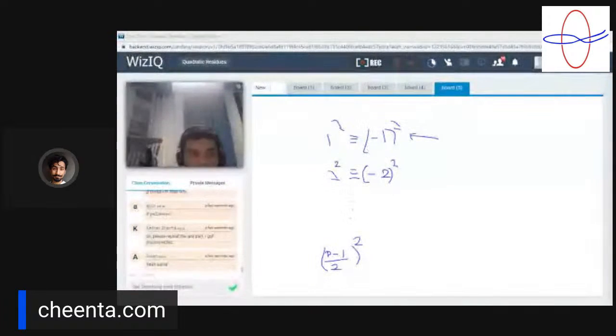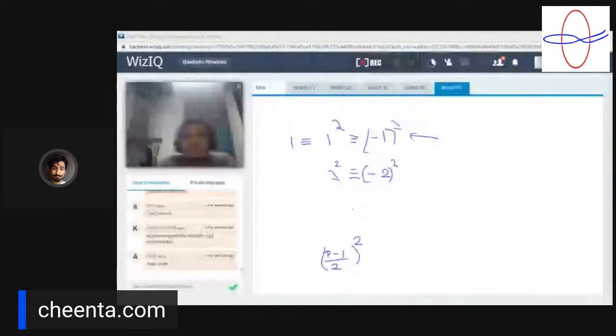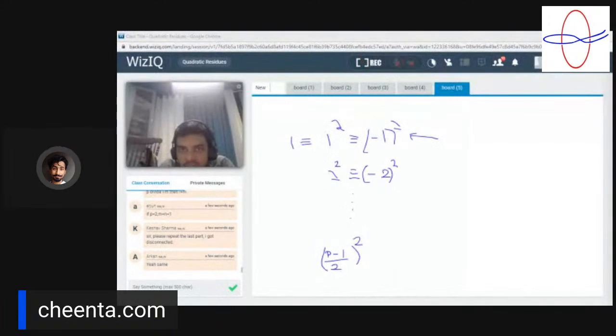Right, Rishabh, so what I mentioned is that we have some value. In this case, this is just congruent to 1. So 1 square will be congruent to (-1) square, will be some value here. 2 square, which is congruent to (-2) square, will be some other value here. 3 square, which is congruent to (-3) square, will be some other value here.